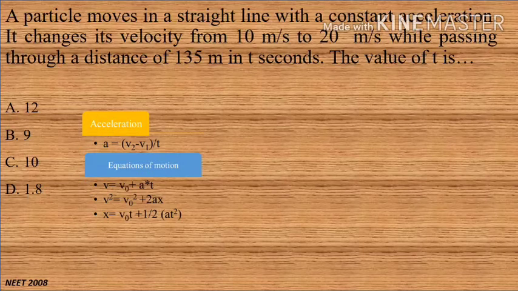A particle moves in a straight line with a constant acceleration. It changes its velocity from 10 meter per second to 20 meter per second while passing through a distance of 135 meter in t seconds. The value of t is, 4 options are given, we need to find the answer for t. So here we can see the animation for this example.